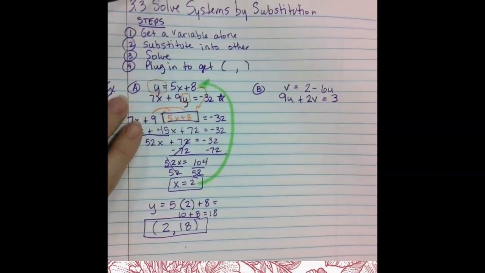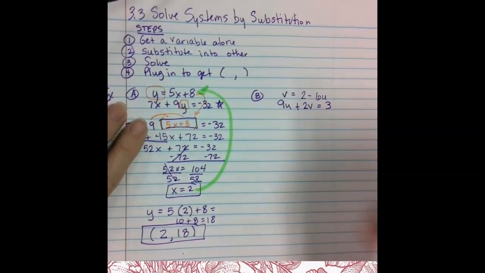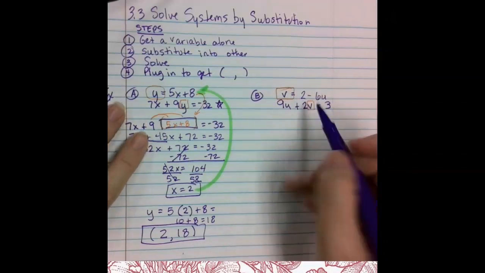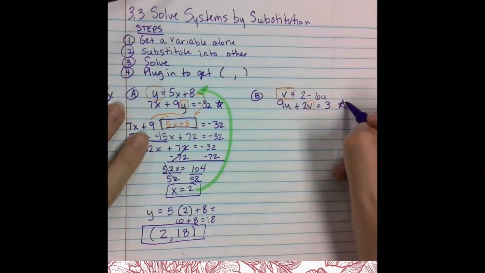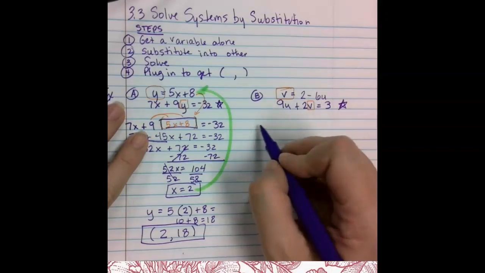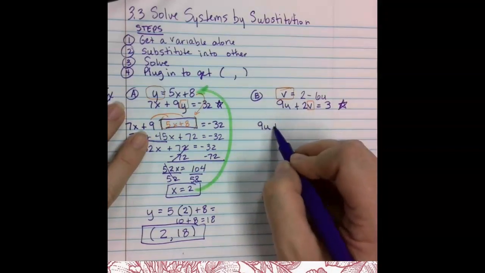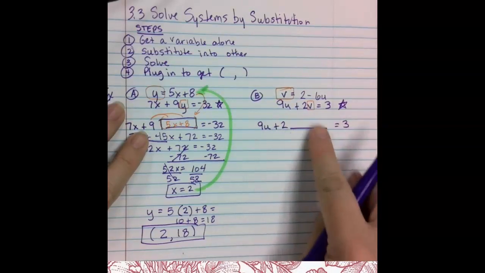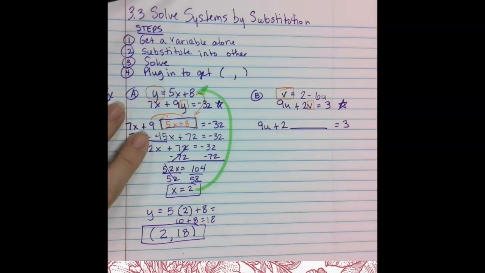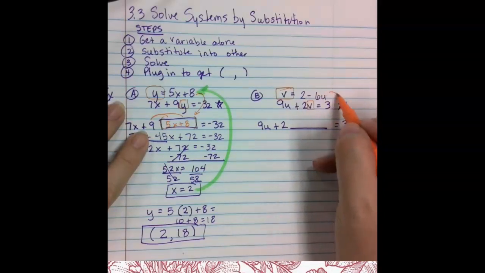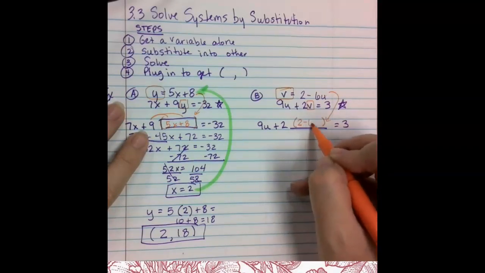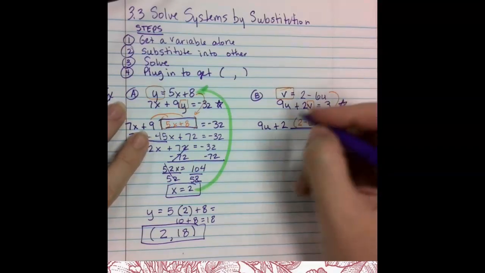Okay, let's do this other one. I already have this one alone, so I'm going to plug this one in right here for this space. I'm going to write this second one out and leave a box where the v goes. 9u plus 2, leave a space, equals 3. And in this space, I'm going to put in this part right here, in parentheses, 2 minus 6u. Then I'm going to distribute this.